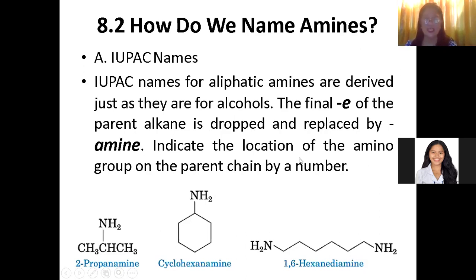So indicate the location of amine group in the parent chain. For instance, this one, where is your amine? Take a look, this is propane, diba? Propane, okay. So, there is an amine at 2. So place there 2-propane. But instead of propane, there is an amine. Get the E and add amine. That is propanamine.